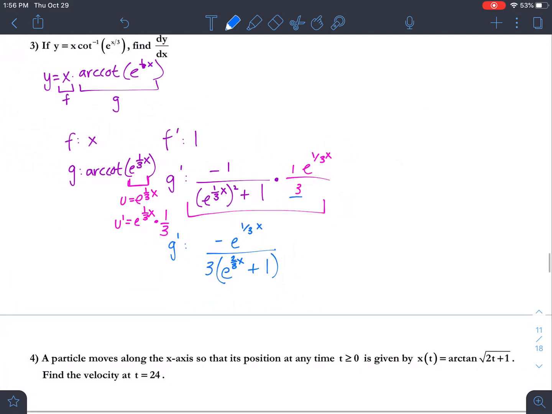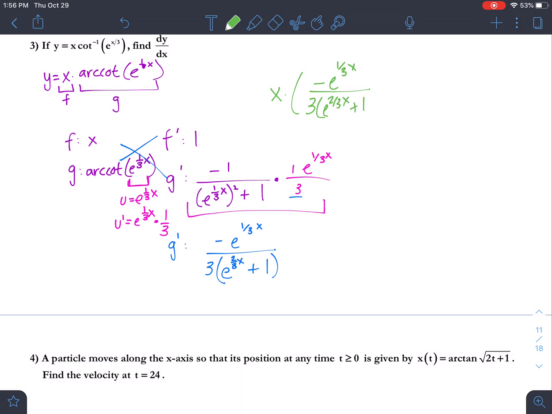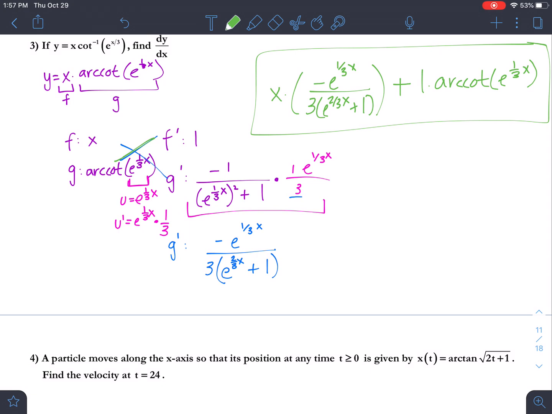Okay, and your final answer here, that's not it. The final answer, remember, we're doing f times g prime plus g times f prime. So in green, I'll write that final answer. We've got f times g prime, which was this whole thing, negative e to the 1/3 x, divided by 3 times e to the 2/3 x plus 1, plus g times f prime, so 1 times arc cotangent of e to the 1/3 x. And that would be your final answer using product rule. We had an inverse trig in there, and we also had some chain rule, so a lot of things combined.